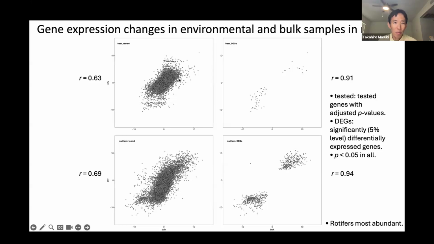Generally, there is positive correlation in gene expression changes between environmental and bulk samples in all panels. And the correlation was statistically significant at the 5% level in all panels. The positive correlation was especially strong when conditioned on statistical significance in both types of samples, indicating that environmental samples reliably identify significantly differentially expressed genes in organisms.